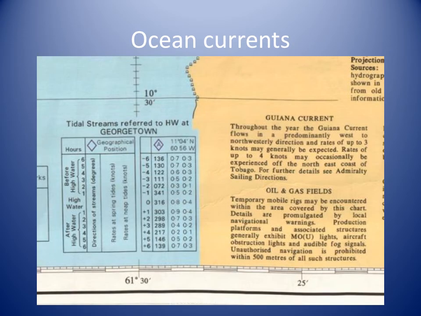In addition to tidal currents, there are also ocean currents. Ocean currents are driven by wind. Winds drive currents near coastal areas and in the open ocean globally. The Guiana current is an example of an ocean current. The Guiana current affects navigation on the Trinidad and Tobago coasts.